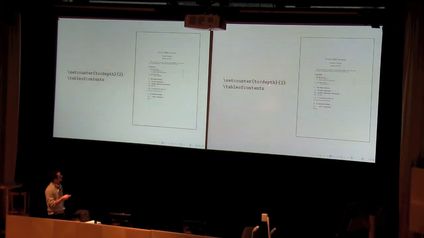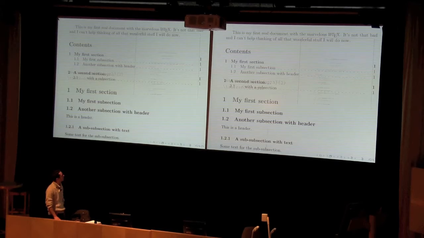So we changed the depth of the table of contents with this counter, and we don't want it to go further than the subsection. I mean the subsubsection is removed, and it does exactly what we wanted. The subsubsection is removed here, but still appears in our document. This is not correlated.